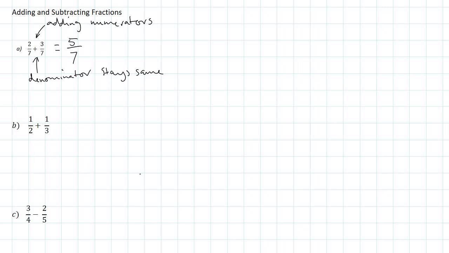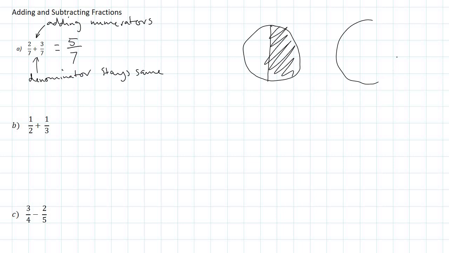So if I've got 1/2 add 1/3, let's draw it. I always love to draw a picture, even though I'm very bad at drawing. So here I've got 1/2, and here I've got 1/3, and I want to add these together. Now, it's not obvious what it's going to make just by looking at the picture. I need to be a bit clever here.